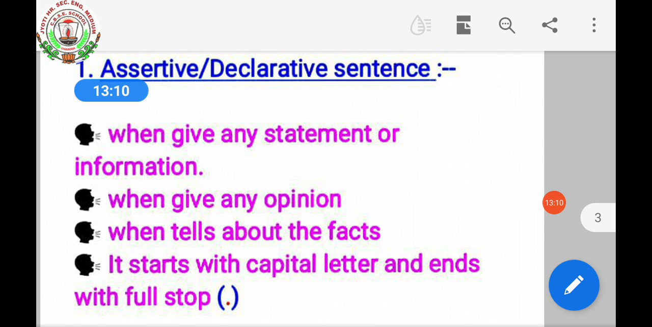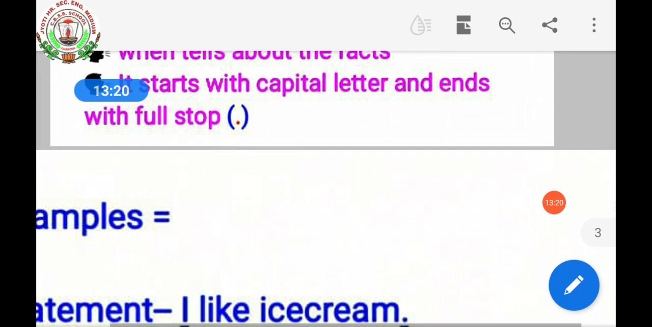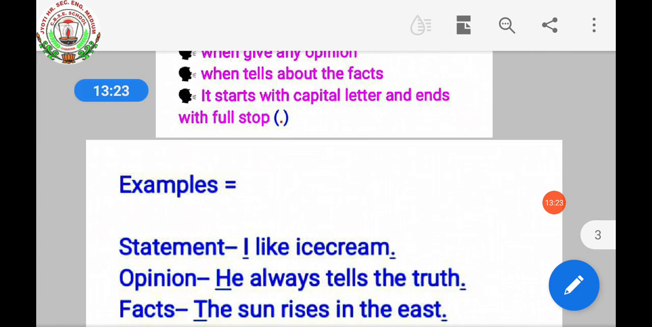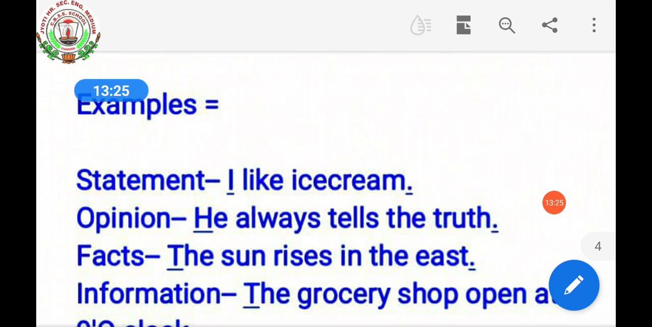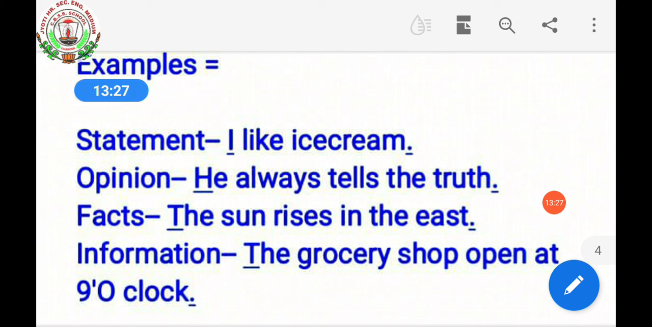So for assertive and declarative sentences, you have to pay attention: every time it starts with a capital letter and ends with a full stop. Now see some examples of assertive sentences. See here, example statement. The common way when you are talking or telling something, so I put the underline in I and full stop.